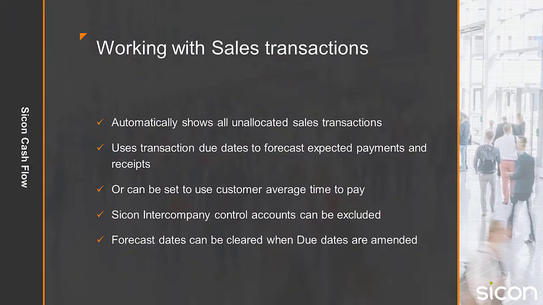Existing unallocated sales and purchase transactions are displayed automatically. Due dates are used to forecast expected payments or receipts. Settings can be changed to use the average time to pay from the customer record for sales transactions. You can exclude Sicon intercompany control account transactions. Forecast dates can be cleared when due dates have been changed.